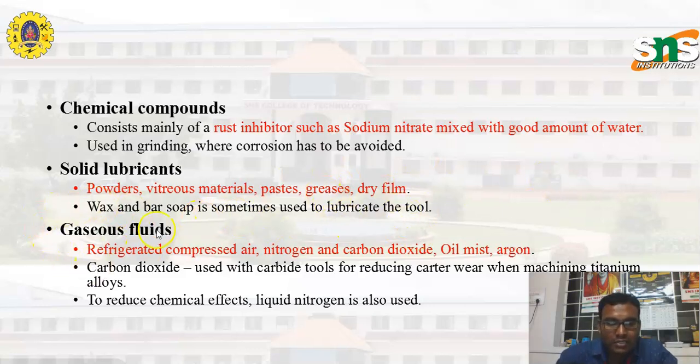Next are the gaseous fluids. Refrigerated compressed air, nitrogen, carbon dioxide, oil mist, and argon are some examples of gaseous fluids. Carbon dioxide is used with carbide tools for reducing crater wear, which occurs during the machining process, and it is also used to reduce chemical effects. Liquid nitrogen is also used.